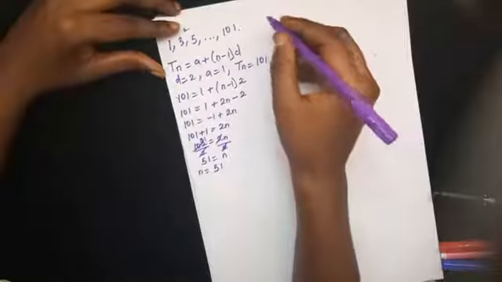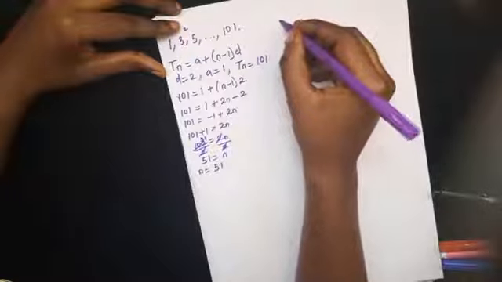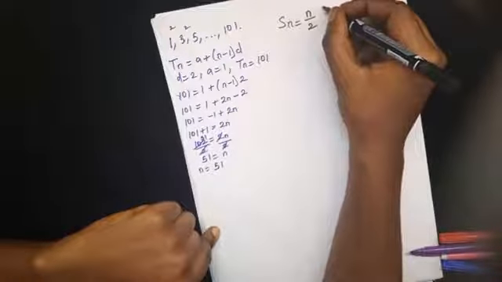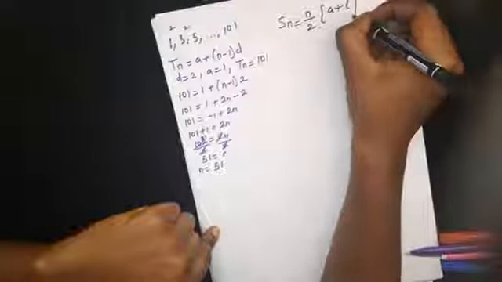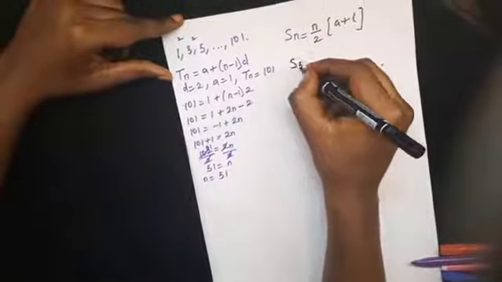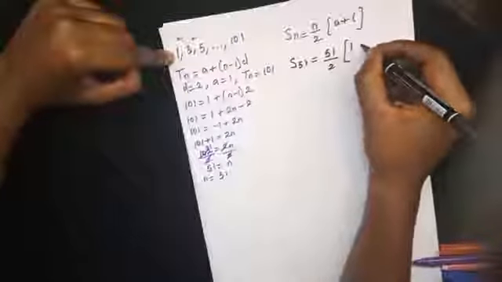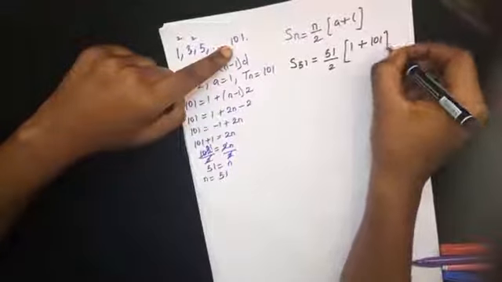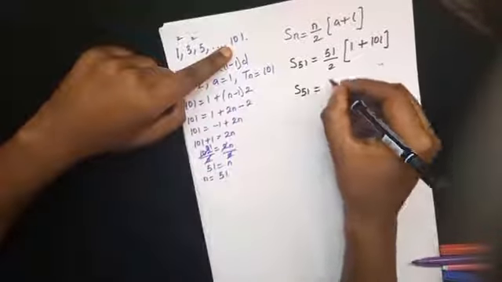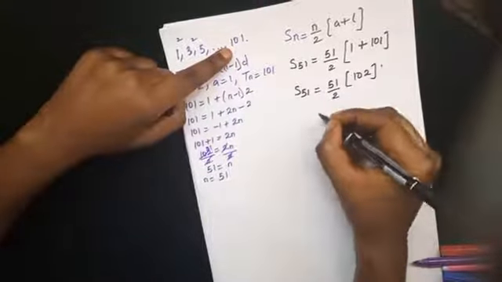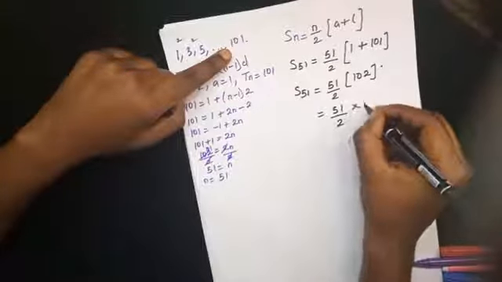So now I can go ahead to look for the sum of terms in this progression by using the formula Sn equals n over 2 times (a plus l). Remember, l is the last term of the progression. So Sn, that is S51, equals 51 over 2 times (a plus l), where a is 1 and l is 101. So S51 equals 51 over 2 times 102. This is the same thing as 51 over 2 times 102.